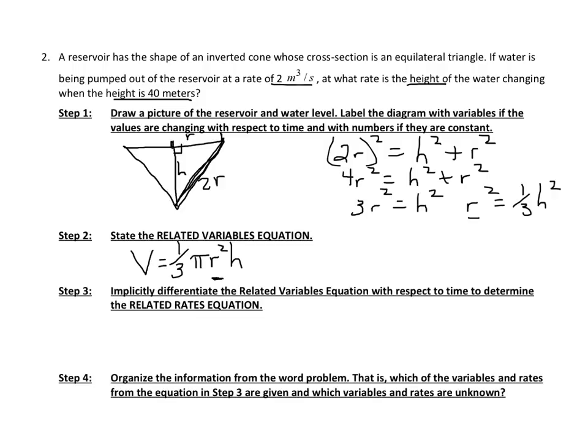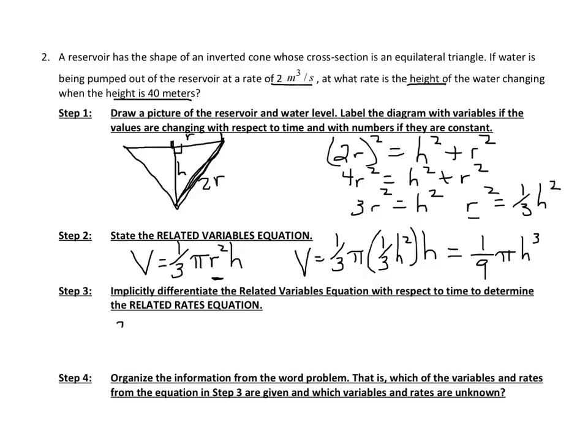So let's rewrite this. Volume is 1/3 pi. Instead of r squared, I'm going to put my 1/3 h squared and then times h. If I simplify that a little bit more, and again, I don't have to simplify, but the reason I want to is because I've got to take the derivative and it will make it easier. 1/9 pi h cubed is the volume of this cone in terms of h.